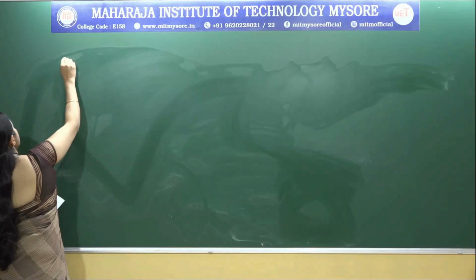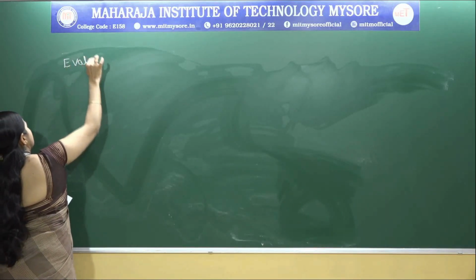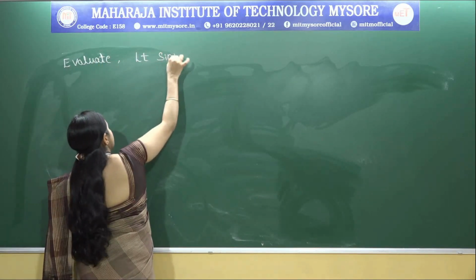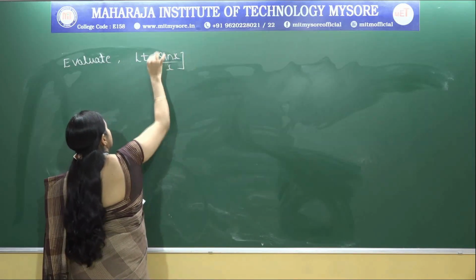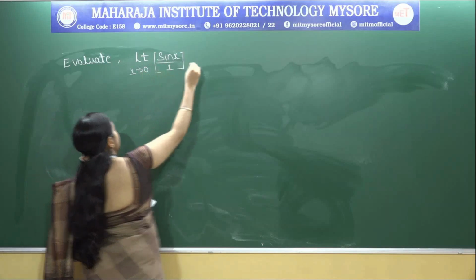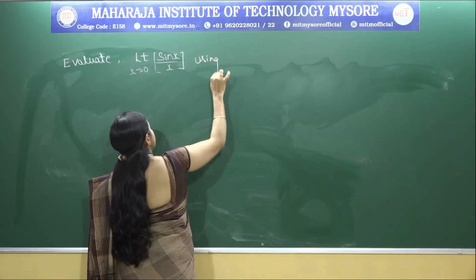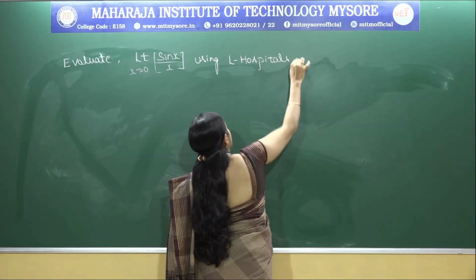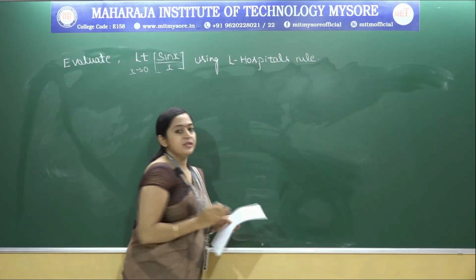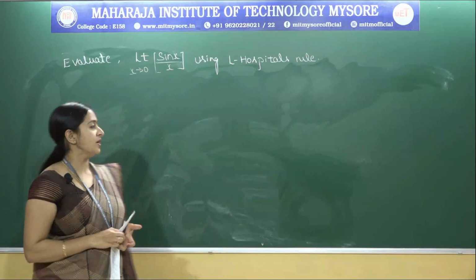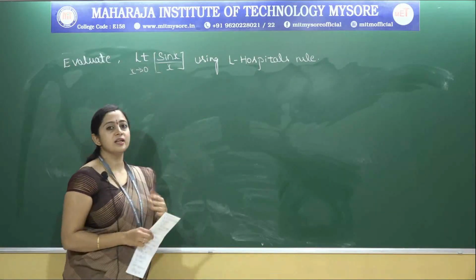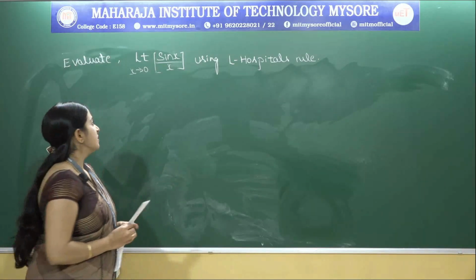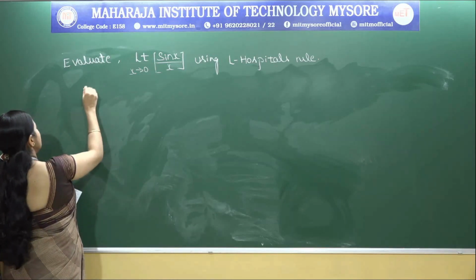For example, evaluate the limit of sin x divided by x as x tends to 0 using L'Hospital's rule. Evaluate the limit of sin x divided by x as x tends to 0 using the L'Hospital rule. And how to evaluate this? First you apply the limit for the sin x divided by x. So consider this term. Solution.